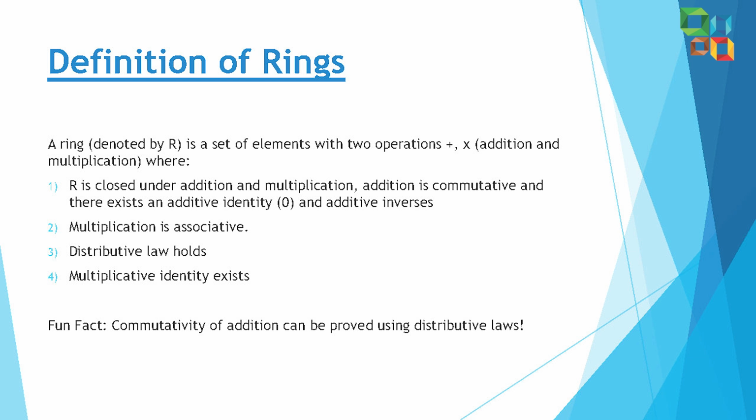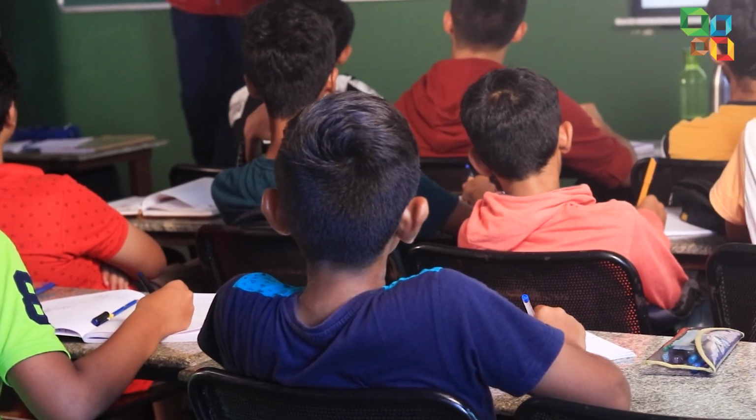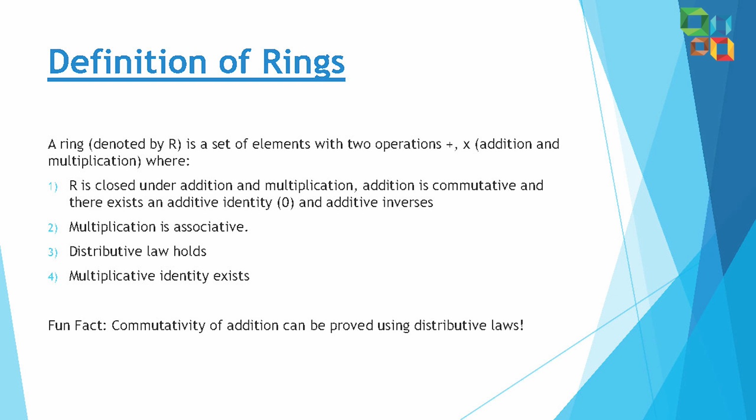Okay, so now the definition of a ring. You remember all those number systems we looked at. Now the thing is, we take all of those and just define it as a ring. So it's closed. Addition is commutative. Multiplication need not be commutative, as we saw here. There are two operations: addition and multiplication. Multiplication is associative. What that means is (a times b) times c is a times (b times c).